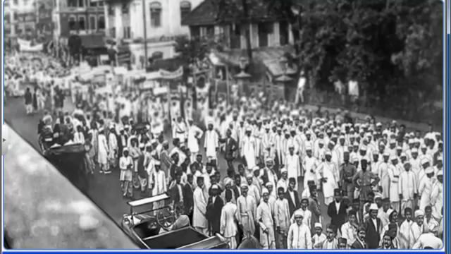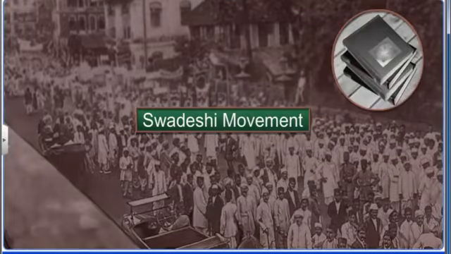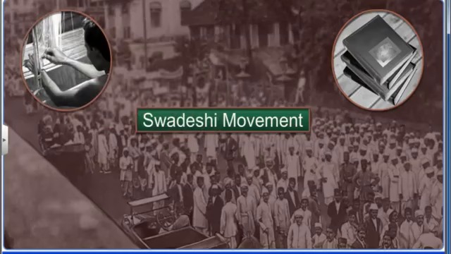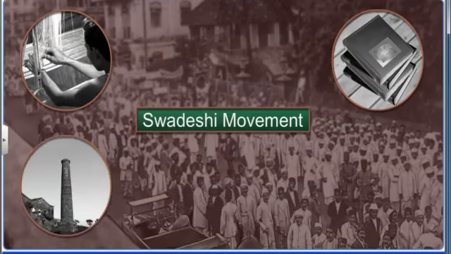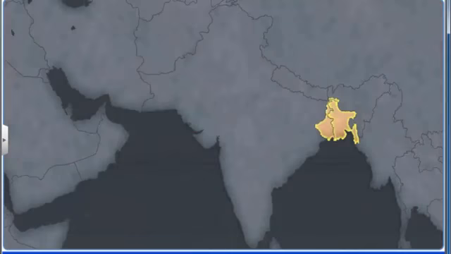This struggle, known as the Swadeshi Movement, was fought against the British rule. It advocated national education, self-help, Swadeshi enterprise, and the use of Indian languages. However, the partition of Bengal was supported by the All India Muslim League.